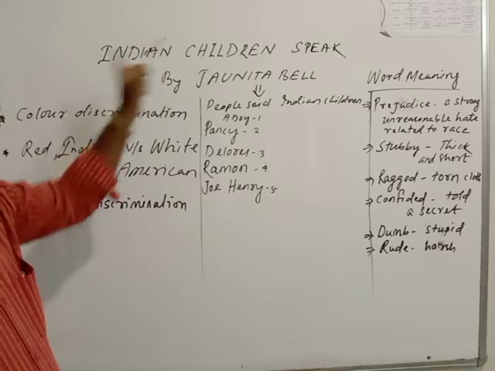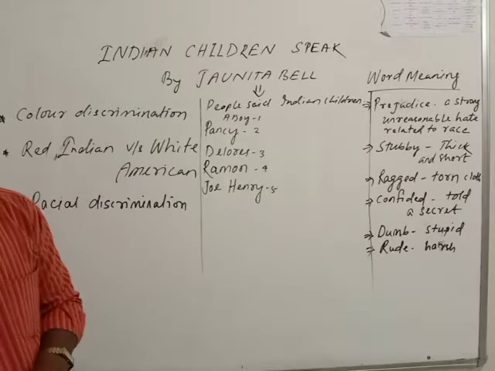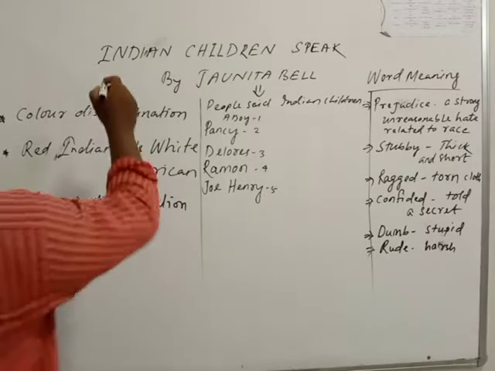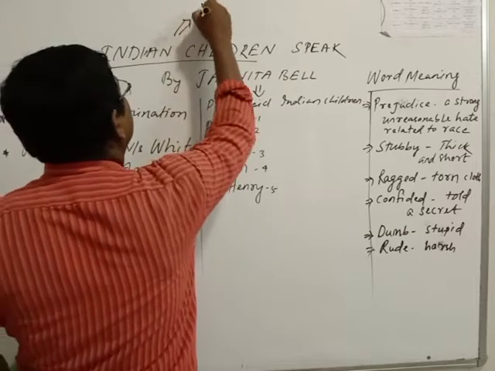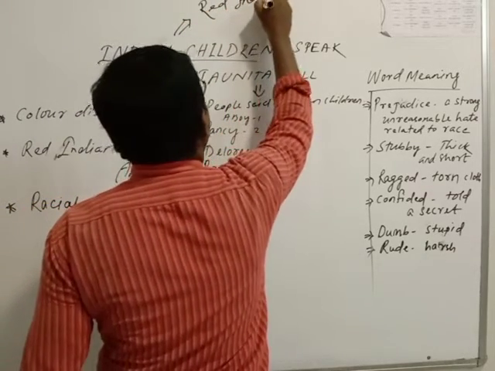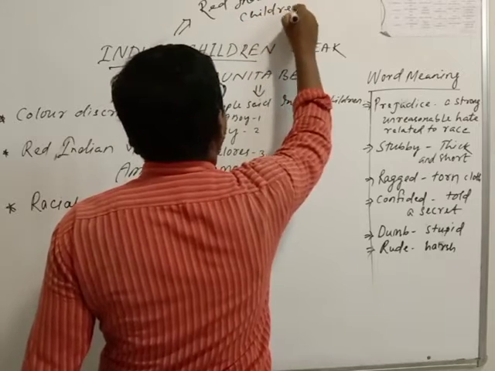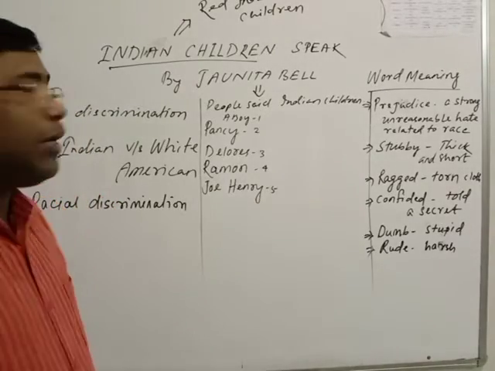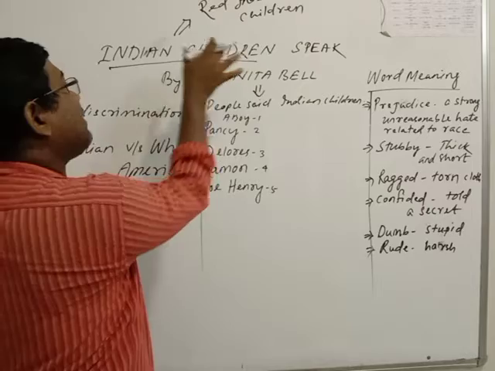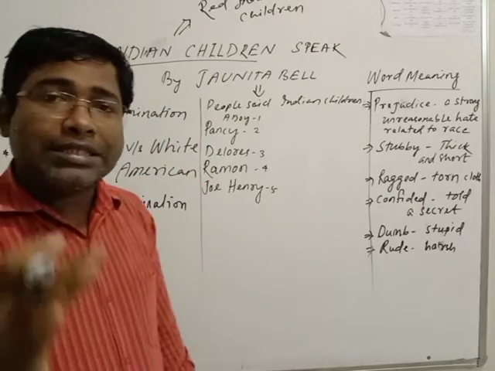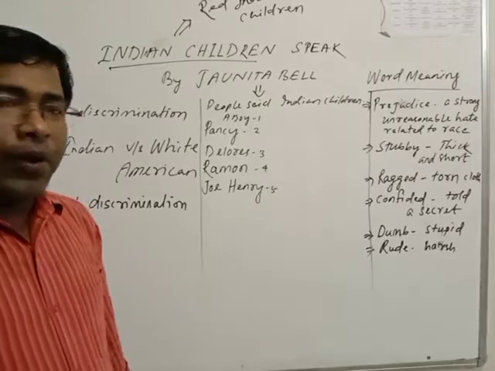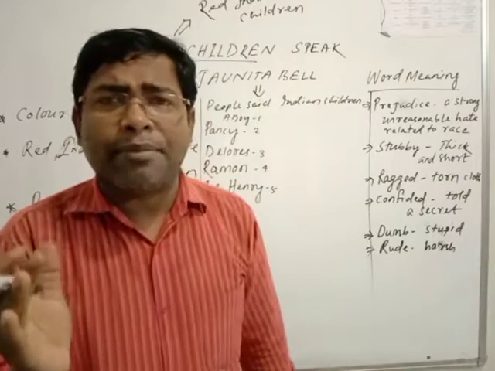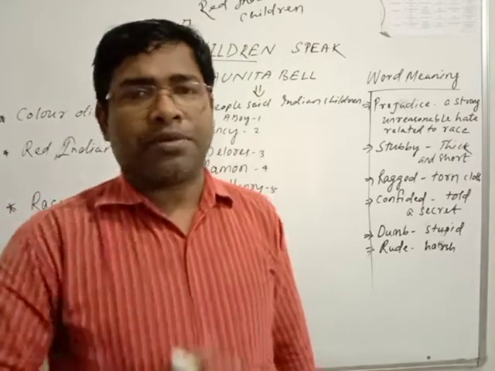Here Indian children refers to red Indian children. Wait, I will write. So here Indian children refers to red Indian children. So before going through this poem, we should know about the title and to whom it refers and what the poem is about. So actually this is about racial discrimination, color discrimination.